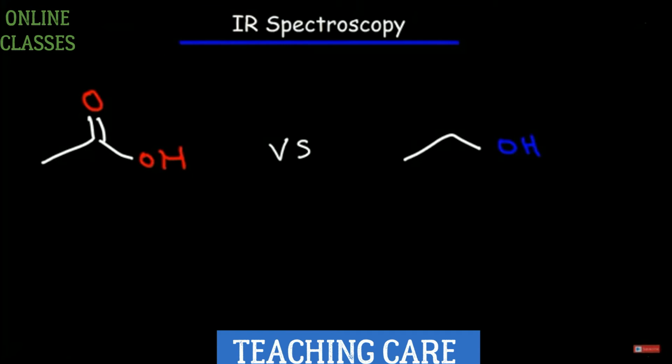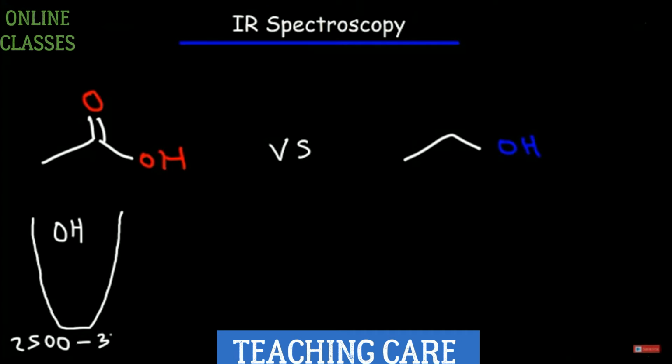So let's compare the carboxylic acid with an alcohol. When you have a carboxylic acid, you're going to have a very strong, very broad OH stretch. This OH stretch shows up at a signal between 2500 and 3300 centimeters to the -1, which is a type of wave number.